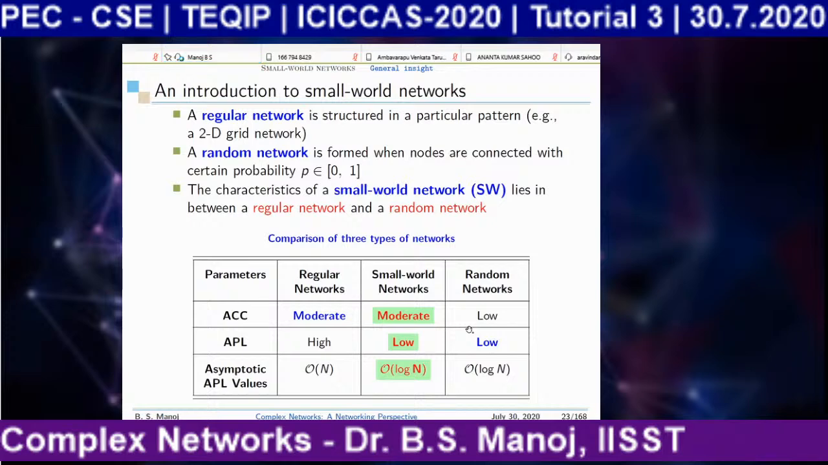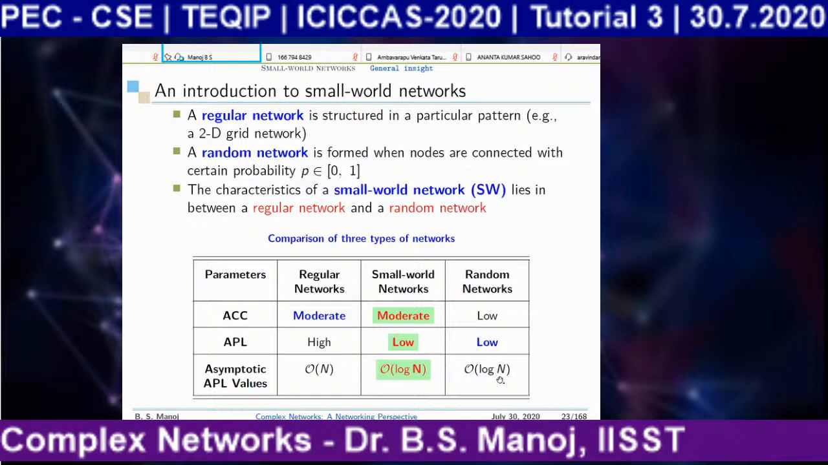Now comes a small world network. Small world networks carry the benefits of both regular network as well as random network. Say, moderate average clustering coefficient ensures robustness in the network. At the same time, average path length is actually following random network's behavior of log n. Okay, so it has low path length. So that's why a small world network can become really important.